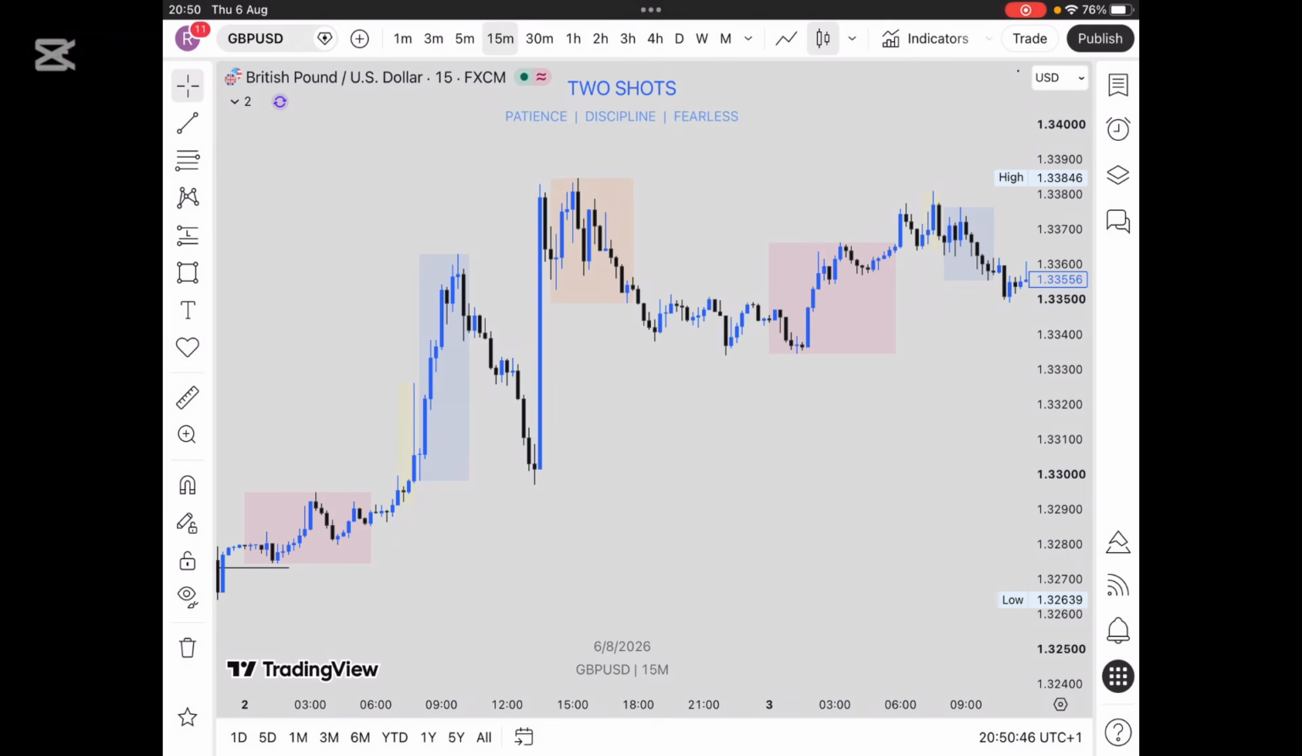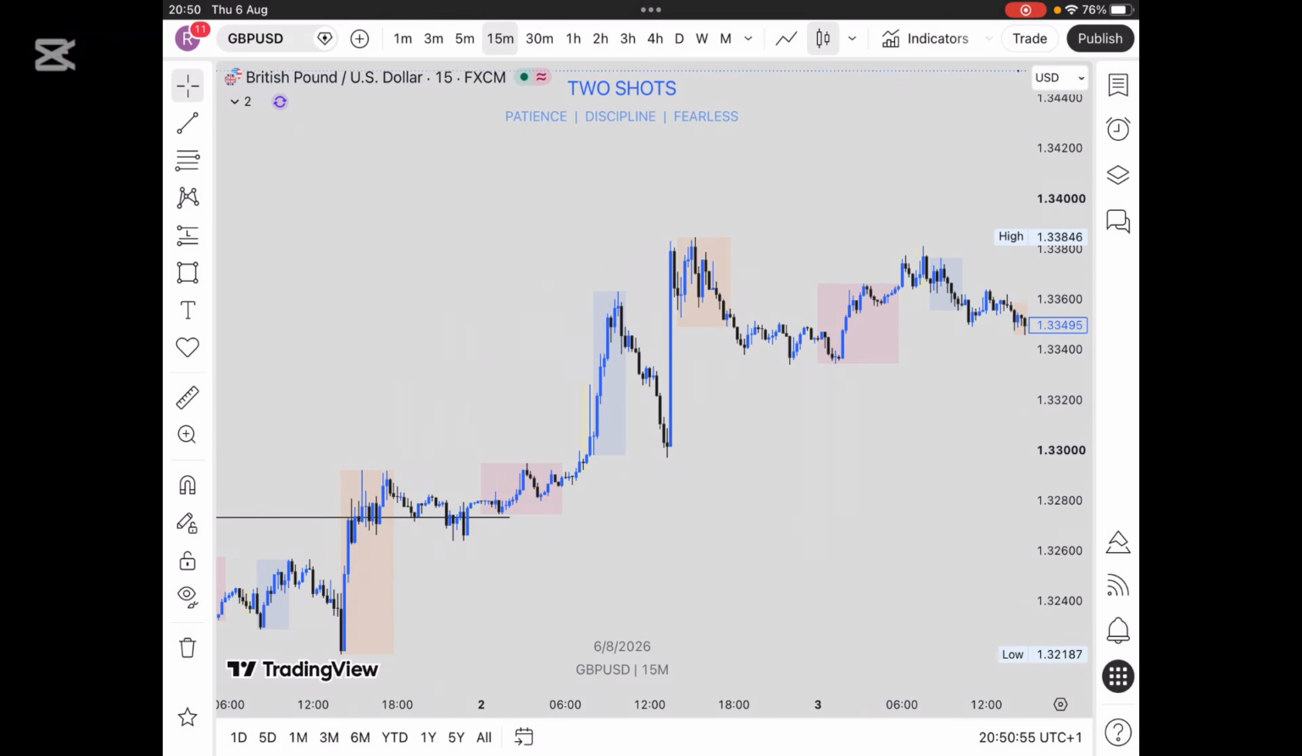After a break of structure, what we look for is for price to come back, take out an inducement, and then mitigate the POI and give us another break of structure. But for this particular push up, we did not have an inducement. Price did not take out any inducements.